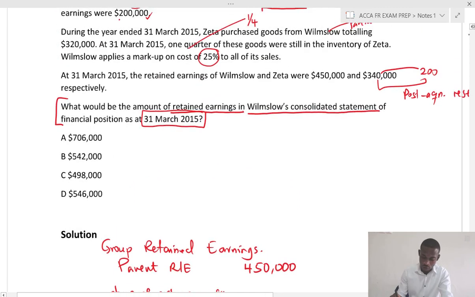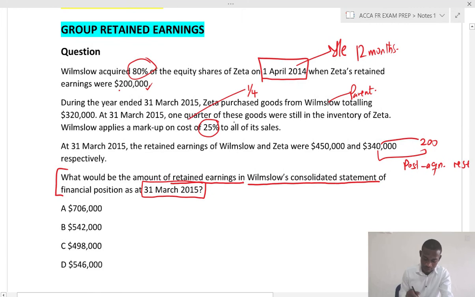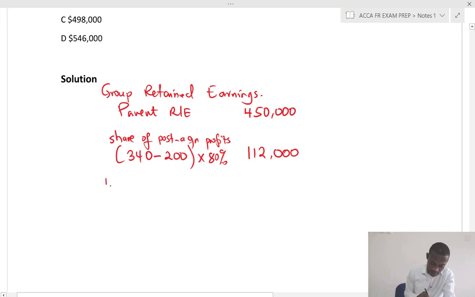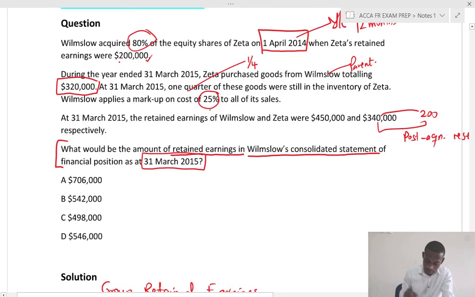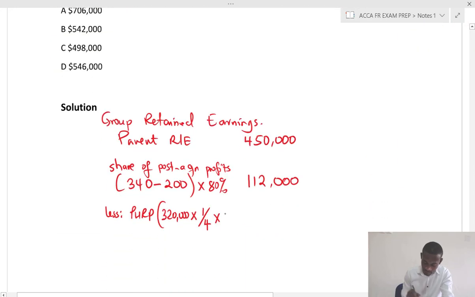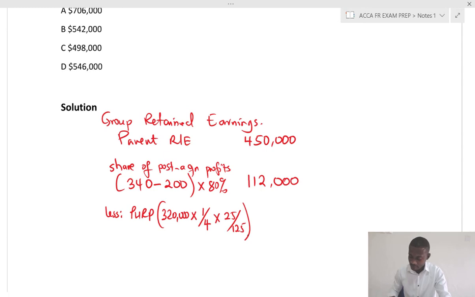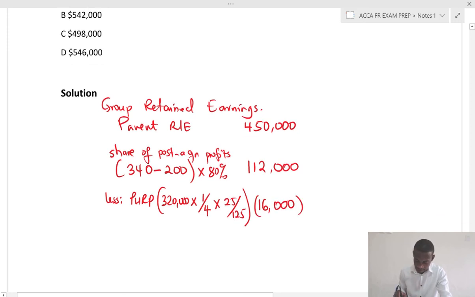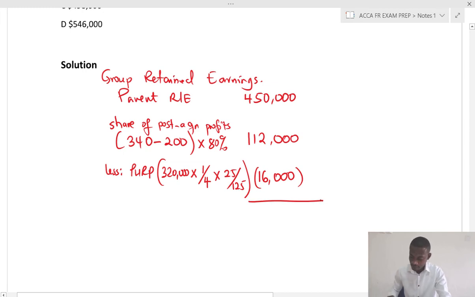Now the other adjustment we need to do is to find the unrealized profit. The total goods sold was 320 and 1/4 was in inventory. So less PURP, and that would be 320 times 1/4 times the markup, which we have to convert to margin, which will be 25 over 125. So 320,000 times 1 divided by 4 times 25 divided by 125 gives us 16,000, and this should be deducted. So the adjusted retained earnings should be 450 plus 112 minus 16, and that should be 546,000.